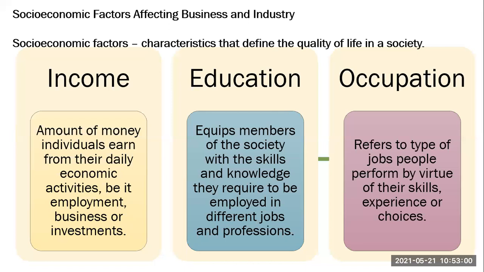So, we have the income, the education, and then the occupation. So, for the income, it is the amount of money individuals earn from their daily economic activities, be it employment, investment, or business. So, the availability of disposable income influences spending habits.